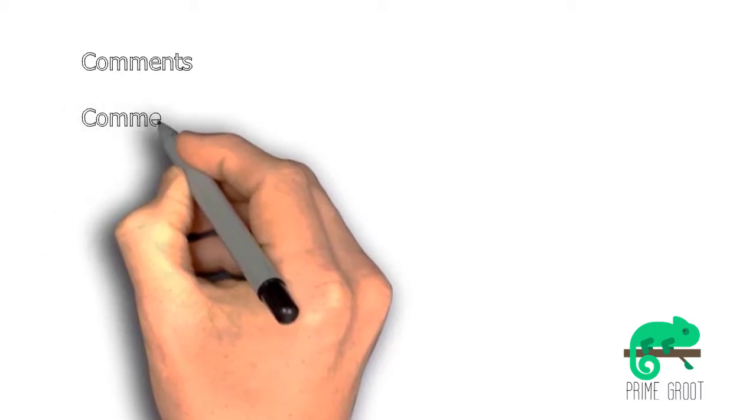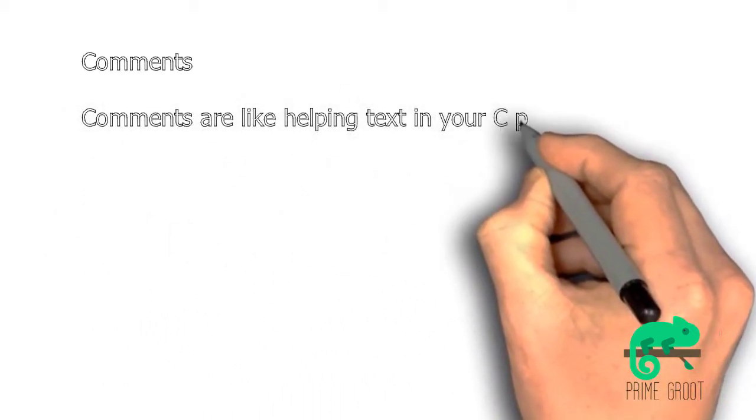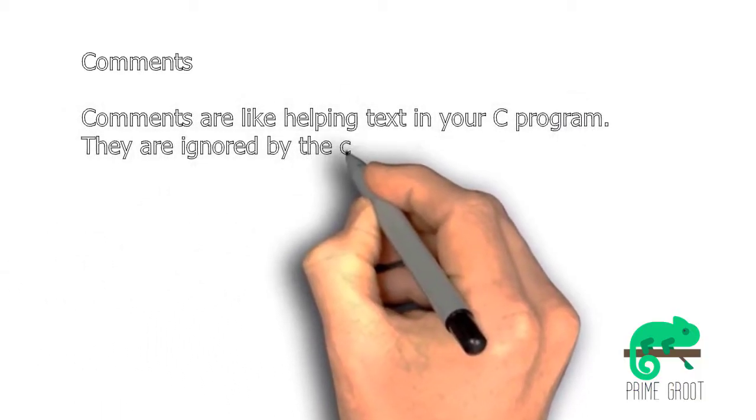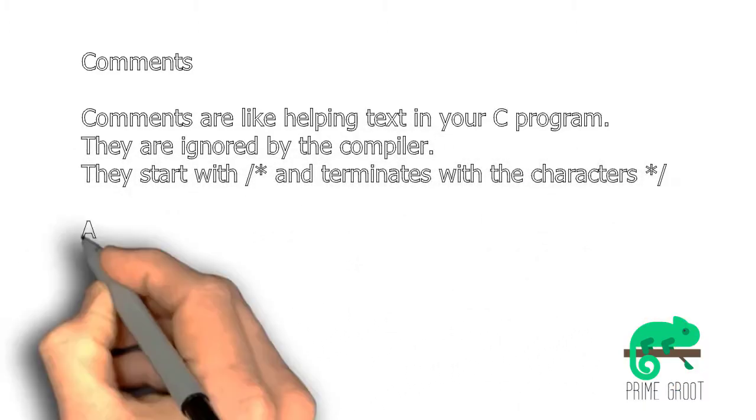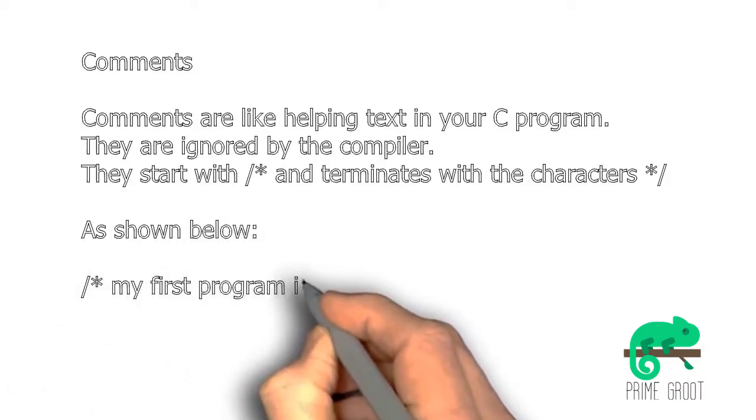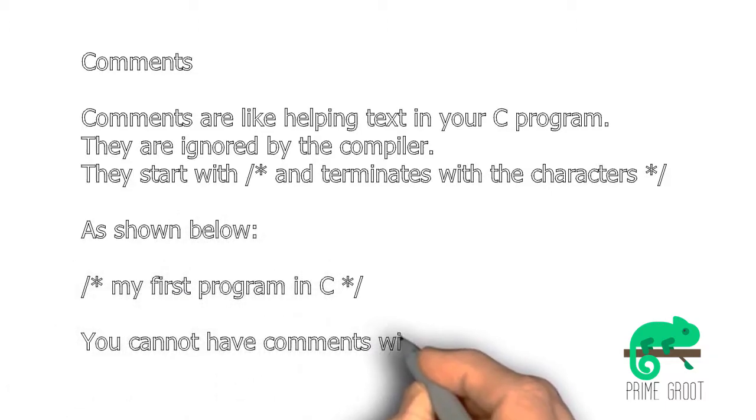Comments. Comments are like helping text in your C program. They are ignored by the compiler. They start with /* and terminate with the characters */, as shown below. /* My first program in C */. You cannot have comments within comments.